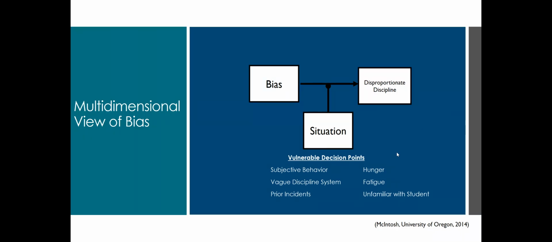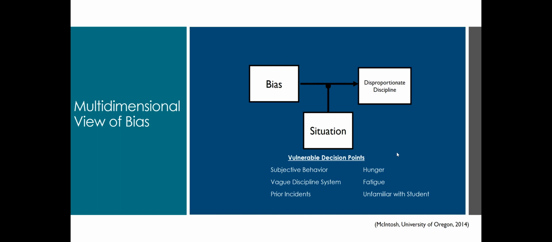Something as simple as our physical state can also impact how we react, those snap decisions. So hunger, when coupled with subjectivity or a vague discipline system, can combine to create disproportionate discipline. Fatigue. Most people are fatigued in the afternoon. If we're starting to see a spike in our data, this could be a result of some vulnerable decision points.